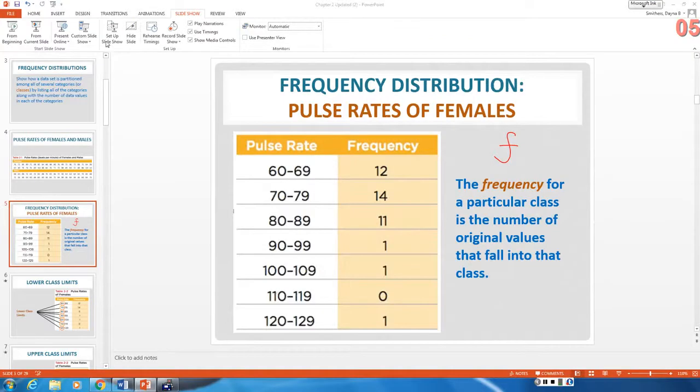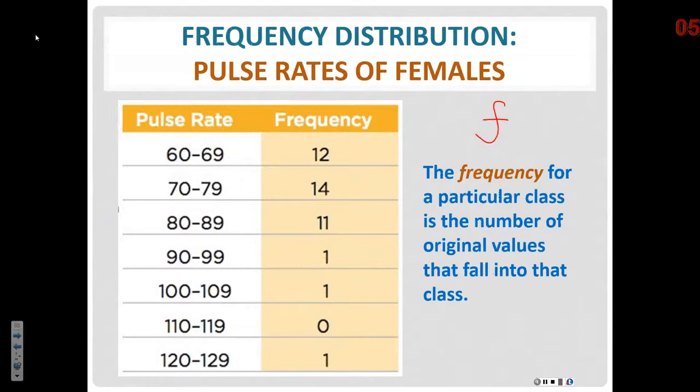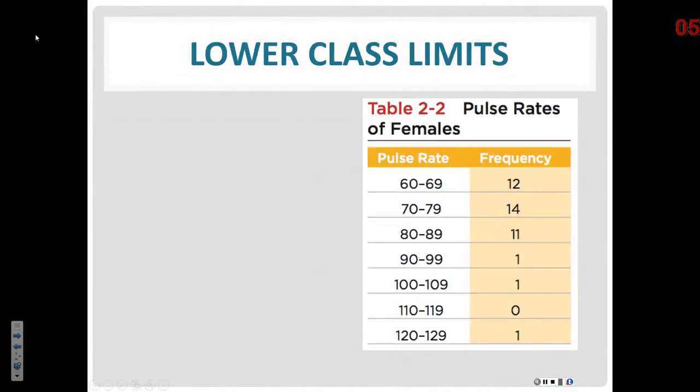Okay, so that again is your symbol for frequency. So, let's talk about the other definitions for looking at this table. We have what's called the lower class limits.